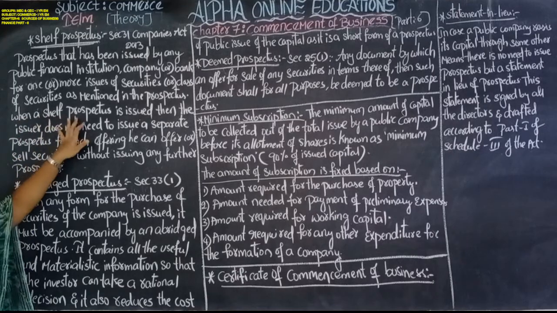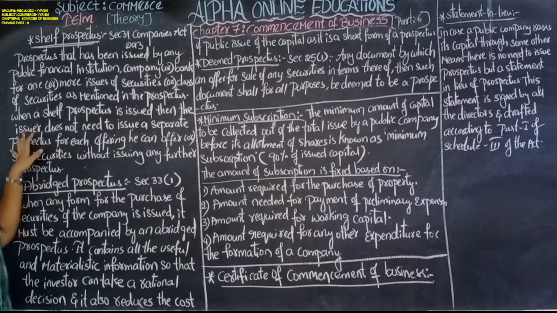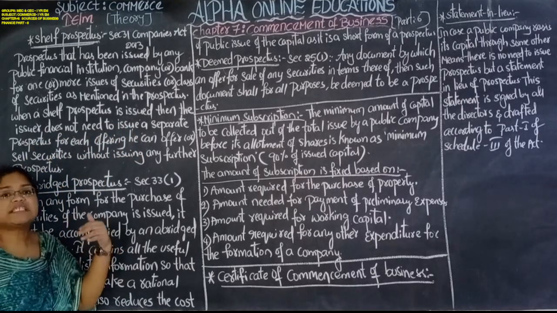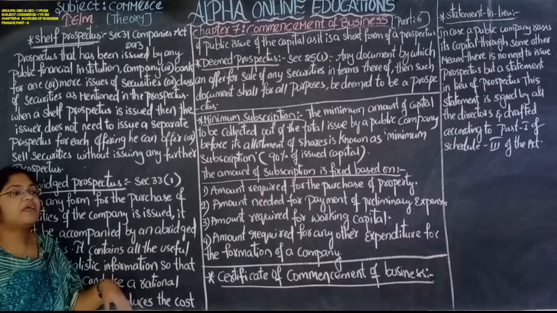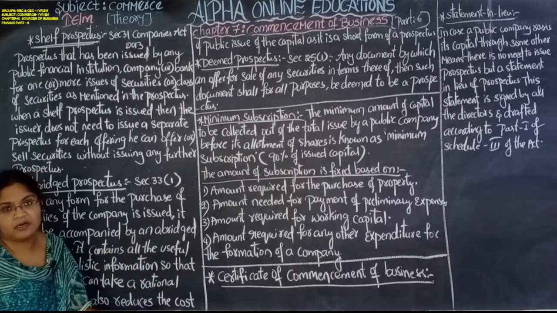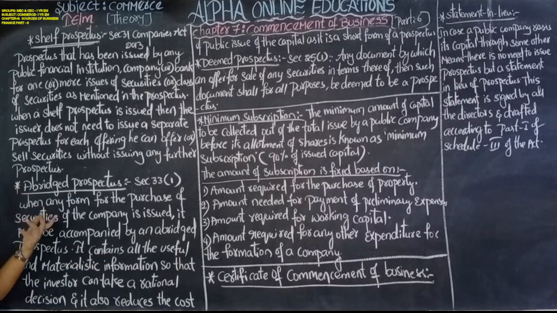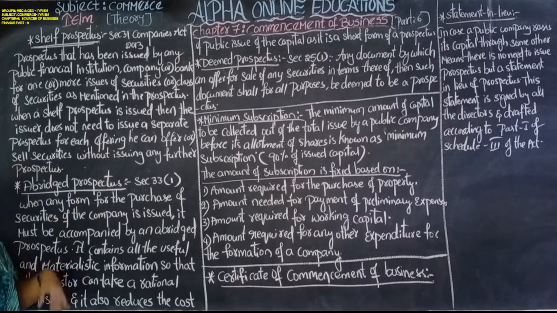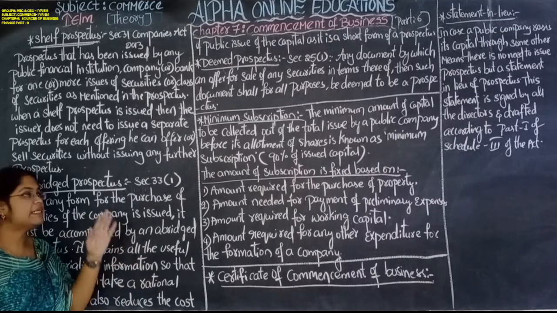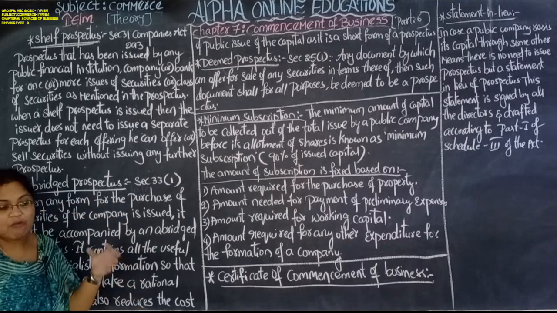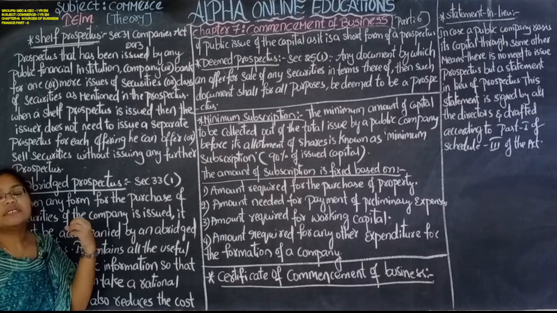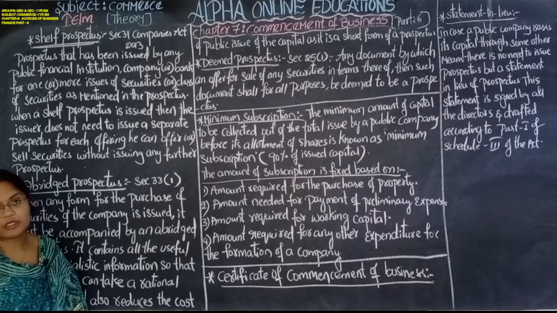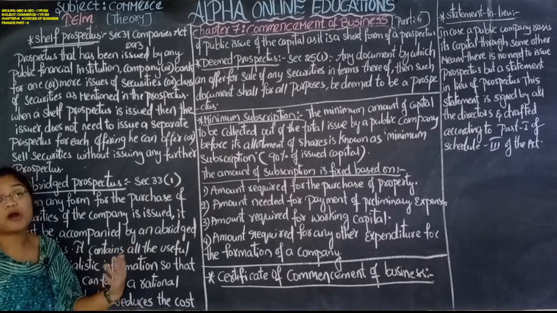When a shelf prospectus is issued, the issuer does not need to issue a separate prospectus. If you are issuing a shelf prospectus, there is no need to issue another prospectus again. For each offering he can offer or sell the securities. So when he wants to sell the securities, that is final. Whatever we want to get by issuing the securities, we can issue it, and after issuing the shelf prospectus, there is no need to issue other prospectuses again and again.